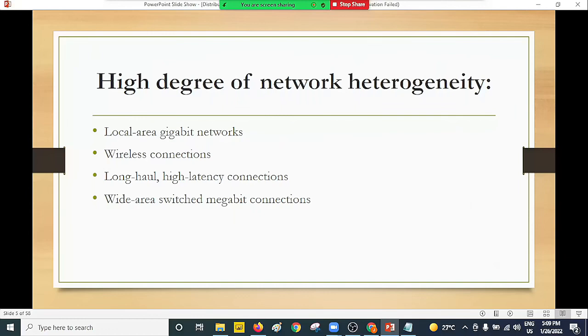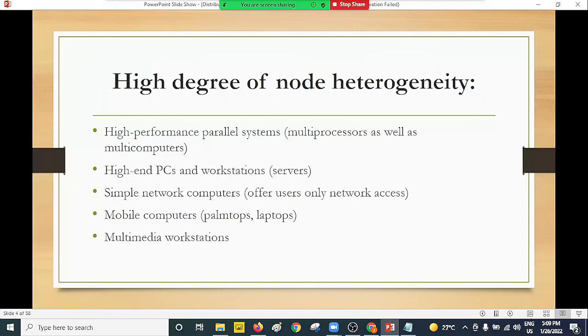These are issues also that we need to check, like latency. We also have wide area networks. I was actually talking about node heterogeneity. So we have mobile computers, different categories of computers that work within a distributed system.